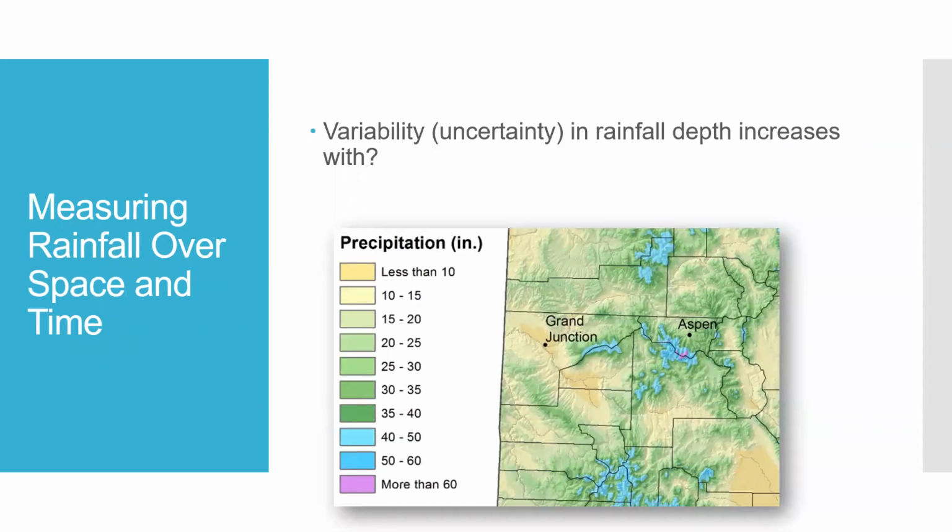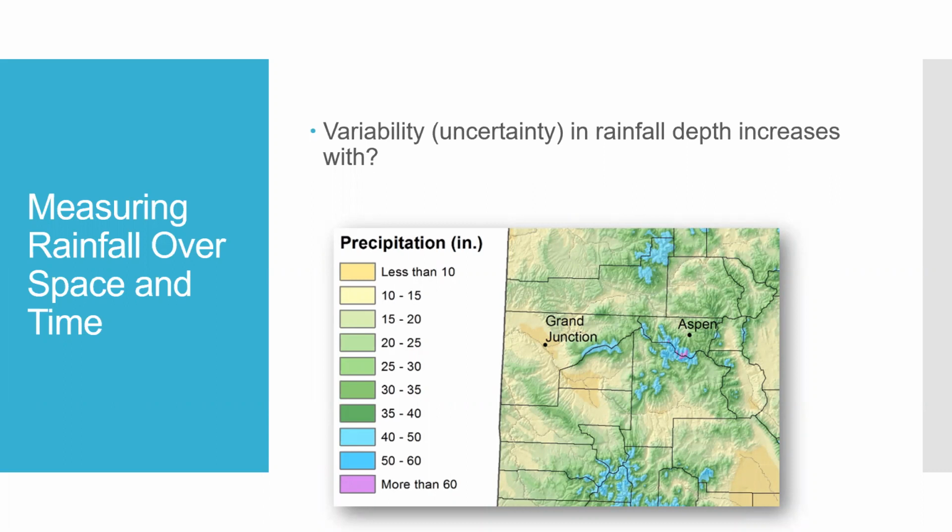But I want to talk a little bit more about this variability and uncertainty in rainfall depth. And I want you all to think about what would contribute, if I have this sparse network of ground-based observations, what would contribute to uncertainty or variability? I've got rain gauges scattered across the county, and I want to estimate average precipitation for the county or a watershed or something like that.